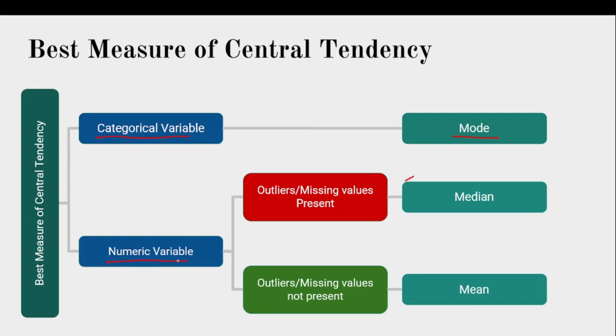In the case of numeric variables, again we have two cases. If the distribution of numeric variables contains outliers or missing values, we already know that mean is affected by outliers, but median is not. So where outliers are present, we go for median because it is highly unlikely that an outlier will be present in the middle. But if the numeric variable is free from outliers and missing values, in that case, mean is the best measure of central tendency. Why mean? Because mean takes into account all the data points and hence we get a better result. So that was about the measures of central tendency.